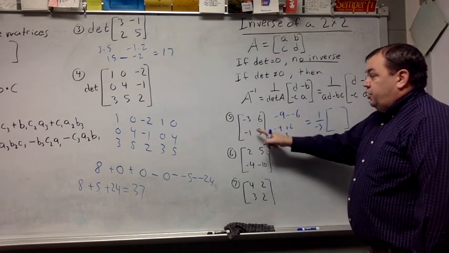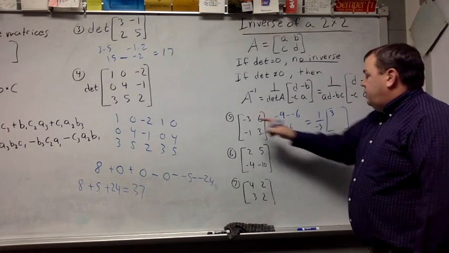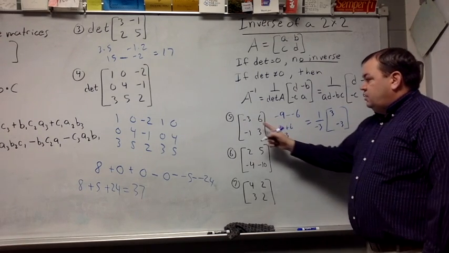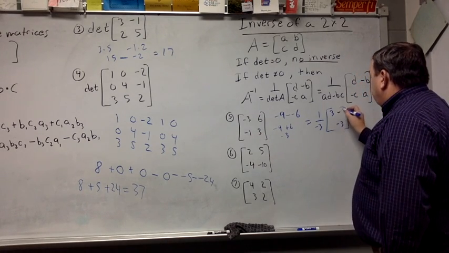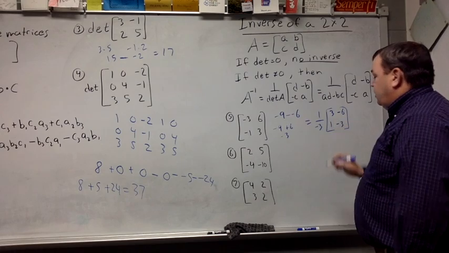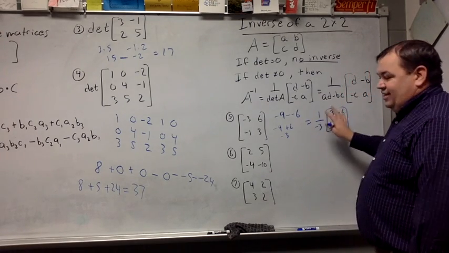These two are going to change places. So this 3 goes up here, this negative 3 goes down here. The 6 and the negative 1 aren't going to move, but the 6 is going to become negative, the negative 1 is going to become positive. There it is as an answer.